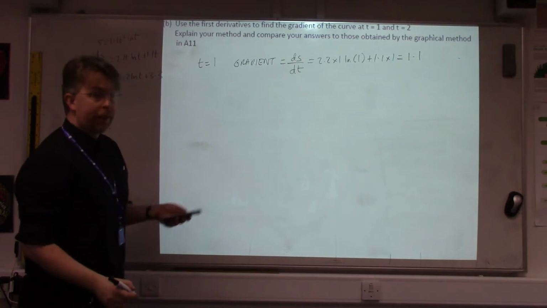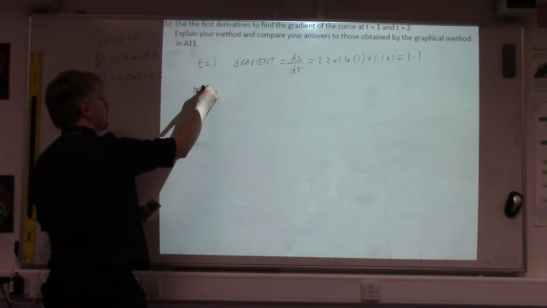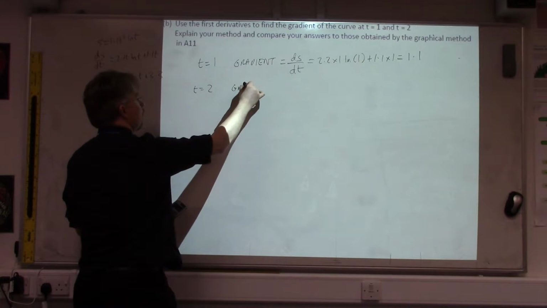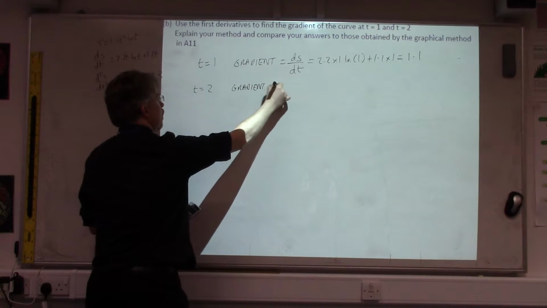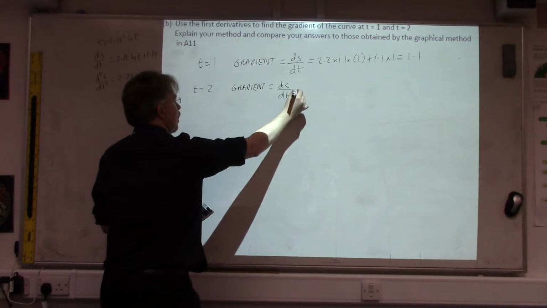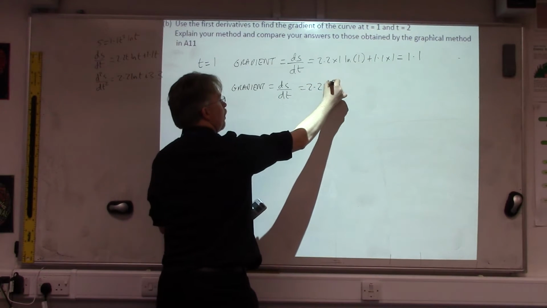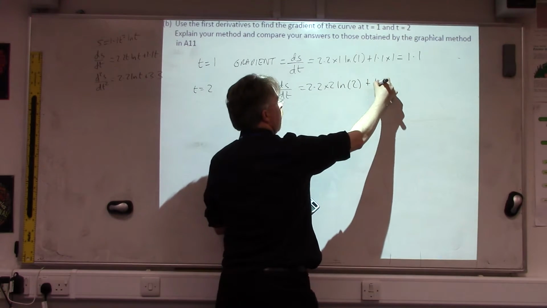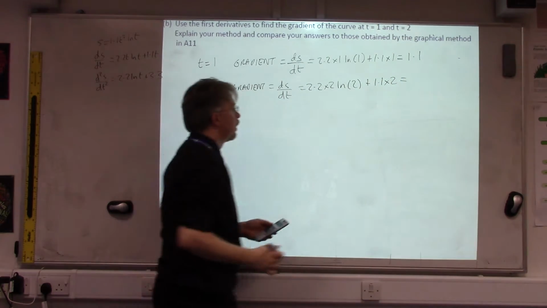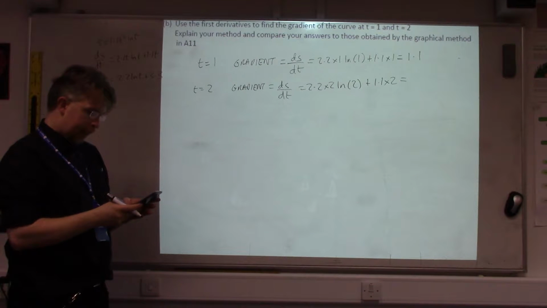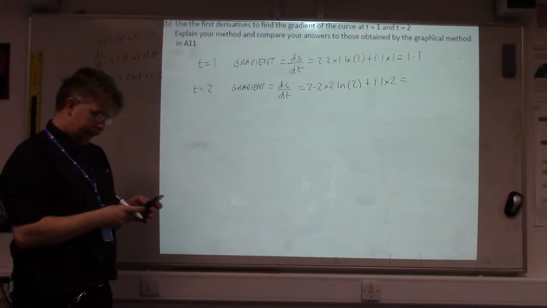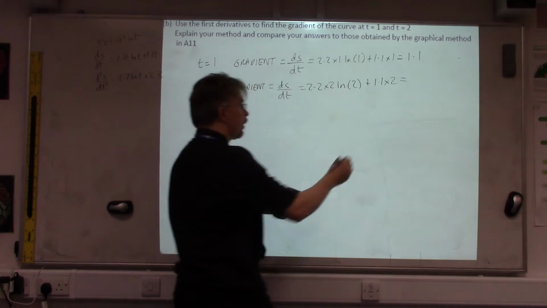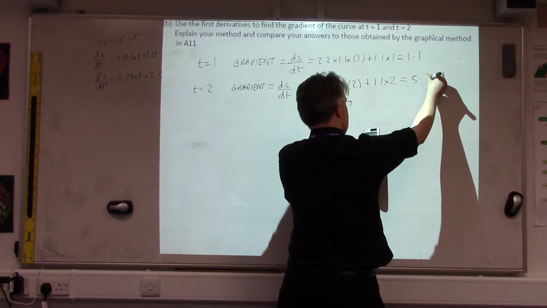And then the same thing with t equals 2. So 2.2 times 2 ln 2, plus 1.1 times 2. Stick that in. And to 2 decimal places, 5.25.